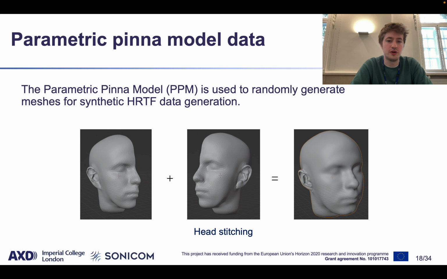And we randomly generate some pinna meshes. We stitch them to a head, a dummy head, and then we can create, in this case, we created 1,000 synthetic head meshes. To get the right parameters, they were chosen from a normal distribution, and the mean and standard deviation of those normal distributions were derived from 15 HRTFs in the data set, of real ears that have been fitted with the parametric pinna model.